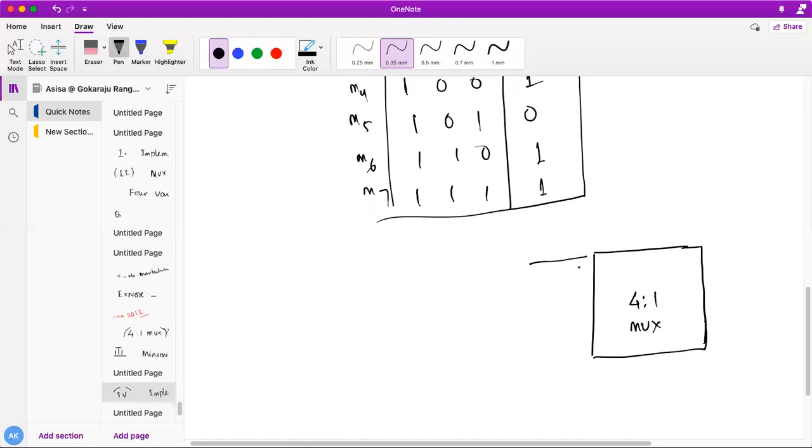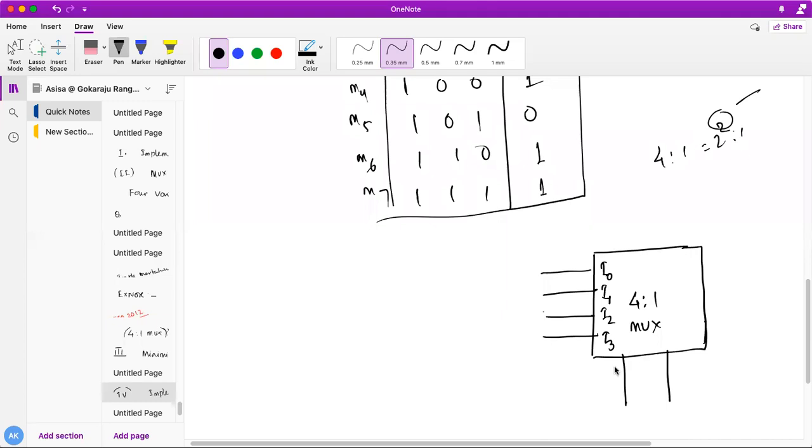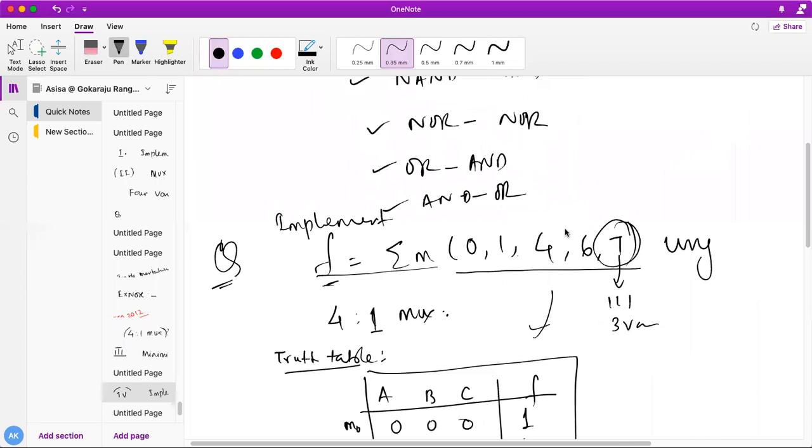In a 4 cross 1 mux, tell me how many inputs will be there. Obviously there are 4 inputs, which are I0, I1, I2 and I3. And these are my select lines, 2 select lines. Obviously 4 to 1 means 2 square to 1, and 2 square means 2 select lines. So these are my S1 and S0. And this is my output, which is nothing else but my function F, not Y, which is summation of m 0, 1, 4, 6, 7.